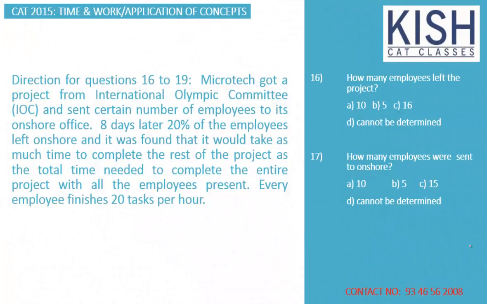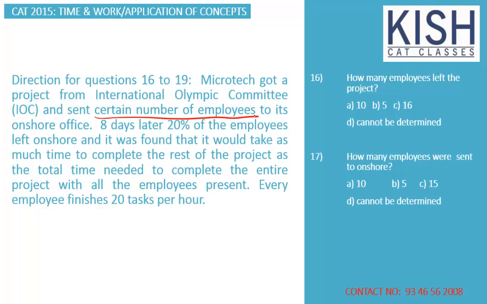Let's move to the next set of questions. Directions for question number 16 to 19. There are 4 questions. Microtech got a project from IOC and sent a certain number of employees to its onshore office. I don't read the next statement unless I understand the statement I have just read. Now here it is given a certain number of employees. So the number of employees is unknown till now.